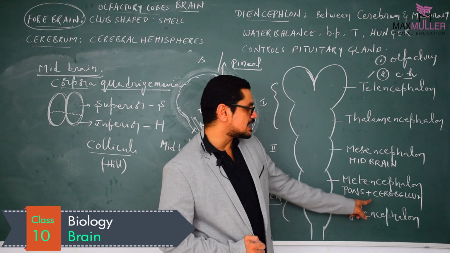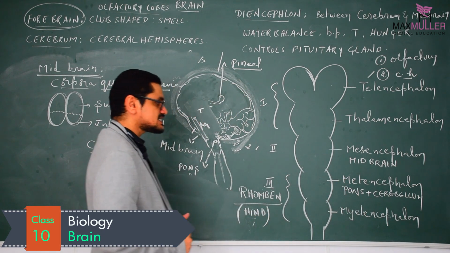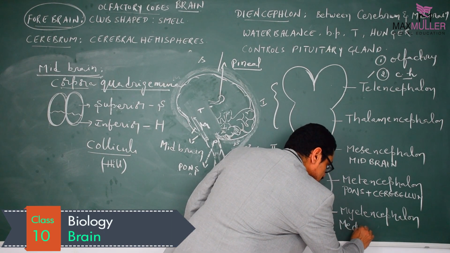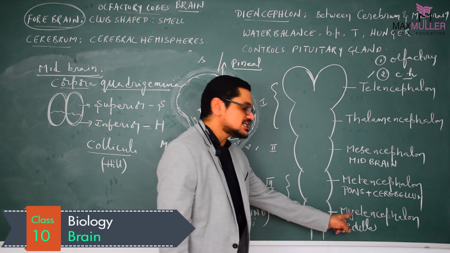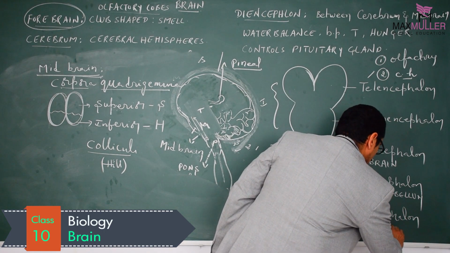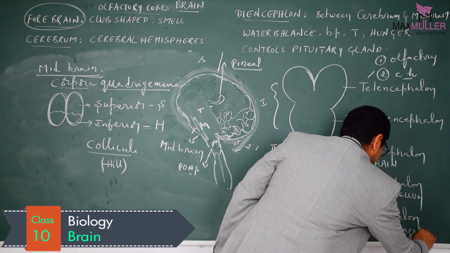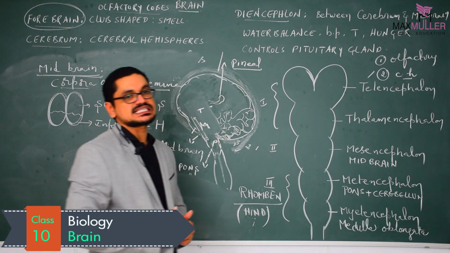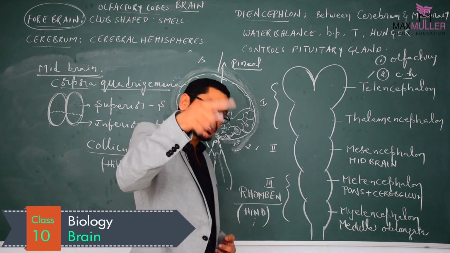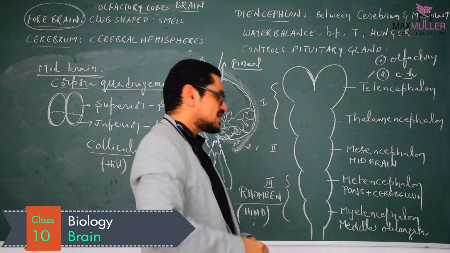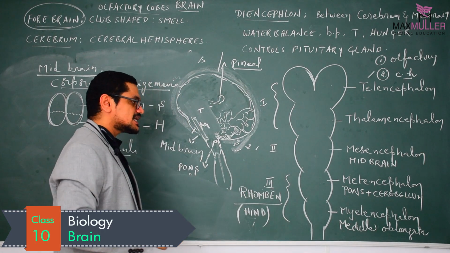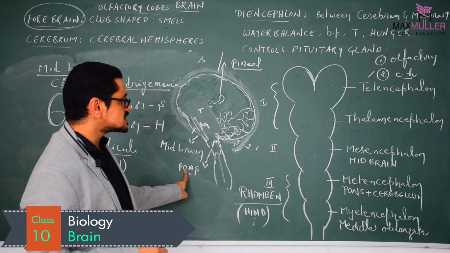So pons and cerebellum are the two parts which come under metencephalon, and the last part of the brain is myelencephalon, which includes the medulla, medulla oblongata. Medulla oblongata is the last part of the brain which is in continuation with the spinal cord. This is metencephalon. The metencephalon shows two parts, called pons and cerebellum.